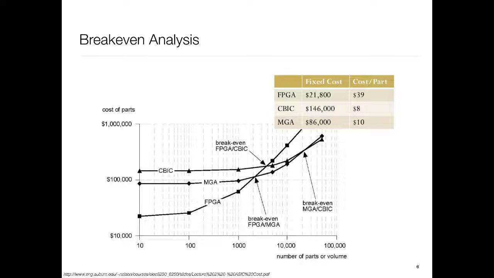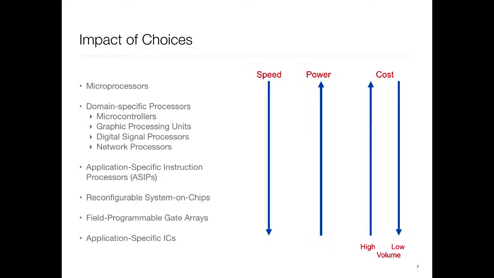Okay, so generally speaking, for very high volumes, the lower end is better. For very low volumes, the higher end of that stack is better. So the cost kind of looks like this.